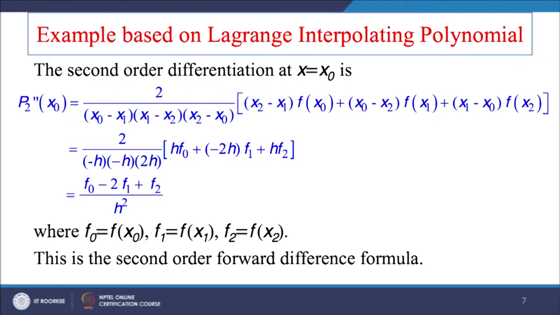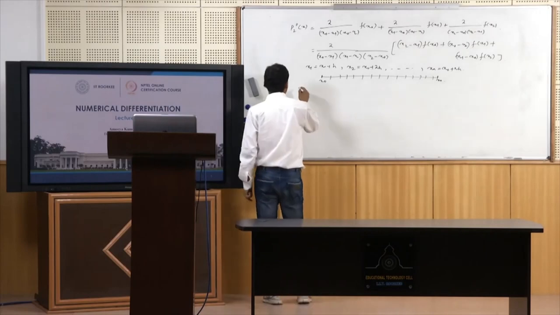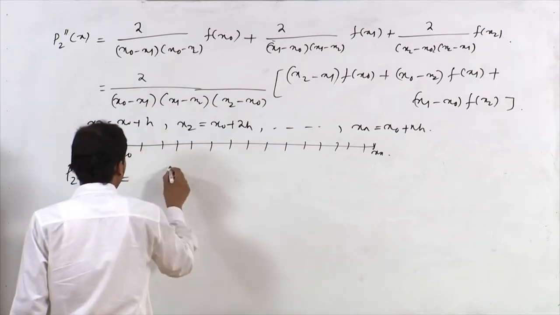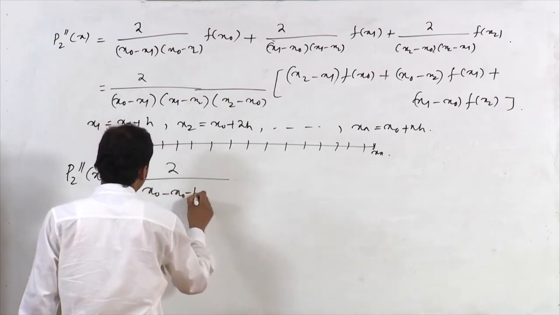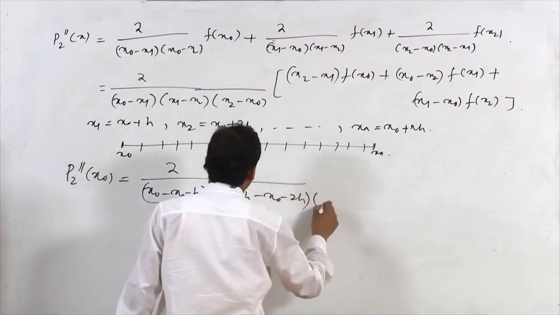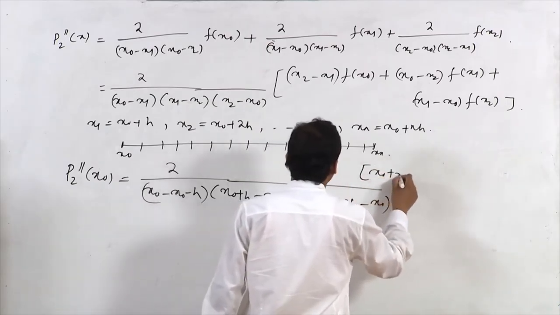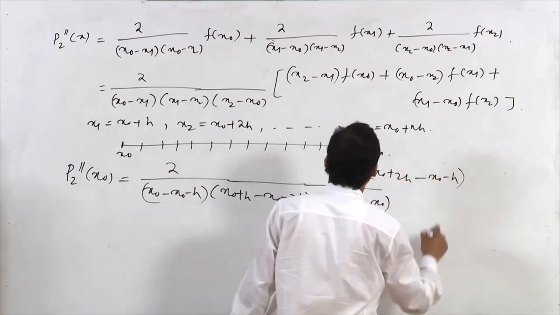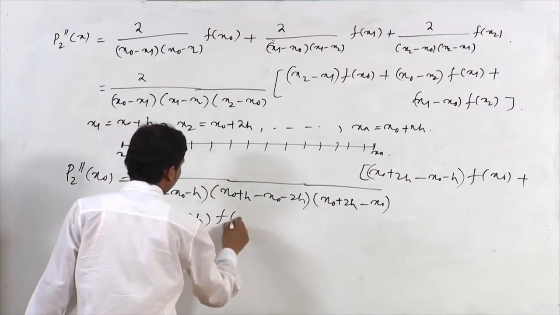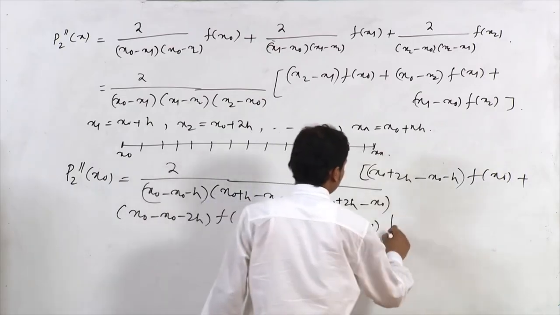Next, we will go for the second order differentiation. If you differentiate this p 2 double dash at x 0, then we can obtain p 2 double dash of x 0 using directly the same formulation, that is 2 by x 0 minus x 0 minus h, x 0 plus h minus x 0 minus 2 h, x 0 plus 2 h minus x 0 into x 0 plus 2 h minus x 0 minus h into f of x 0 plus x 0 minus x 0 minus 2 h into f of x 0 plus h plus x 0 plus h minus x 0 into f of x 0 plus 2 h.